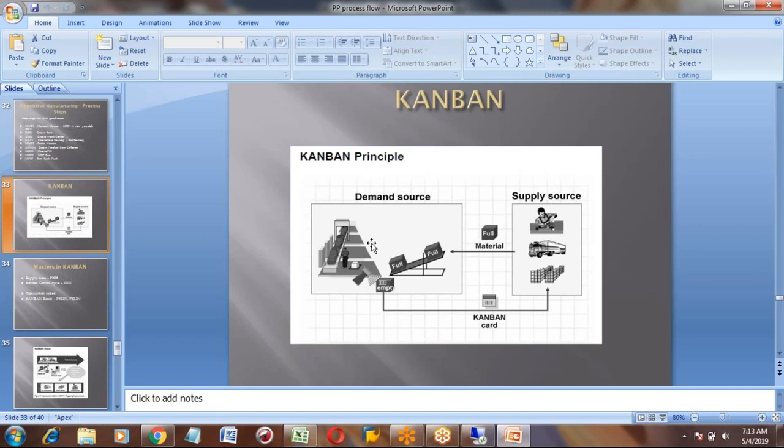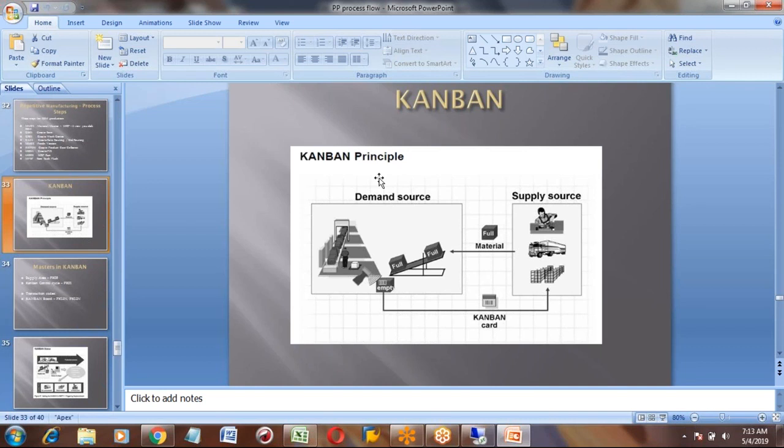So Kanban is not a SAP principle. It is a principle in itself. I hope you understood the principle. By discussing each other and so many examples, at least we have a little concept of what Kanban is.